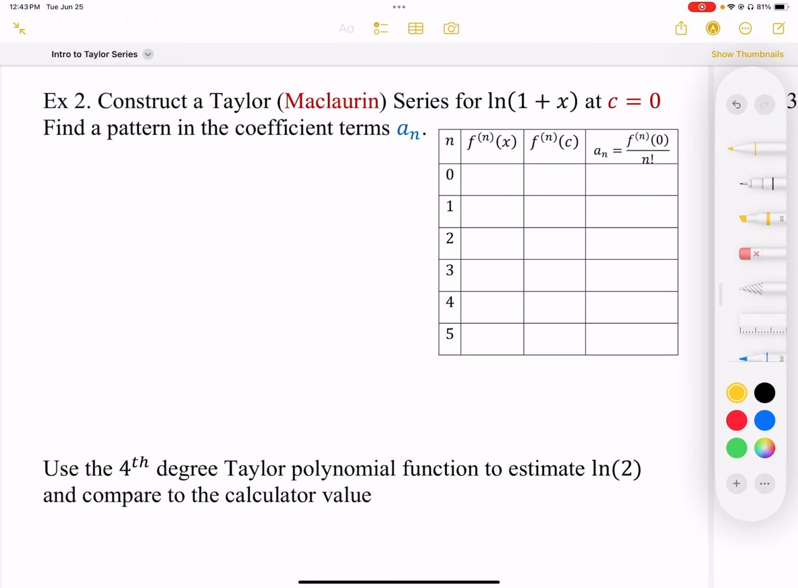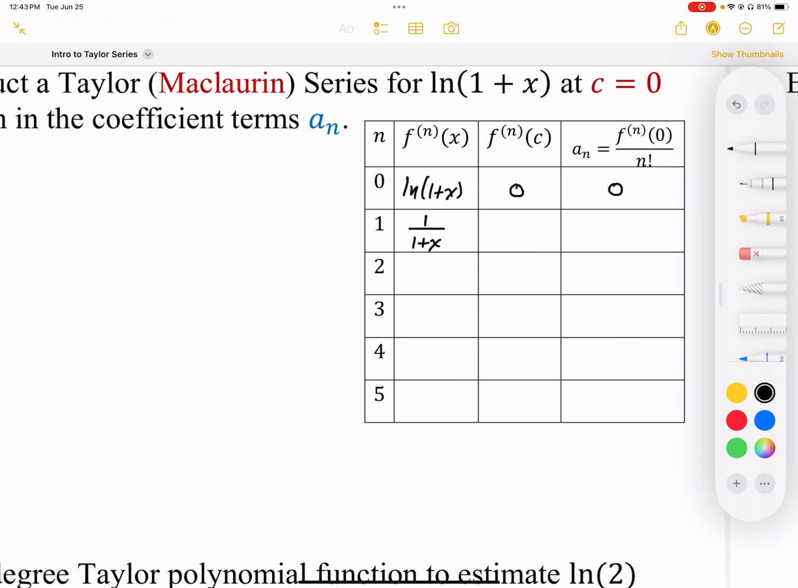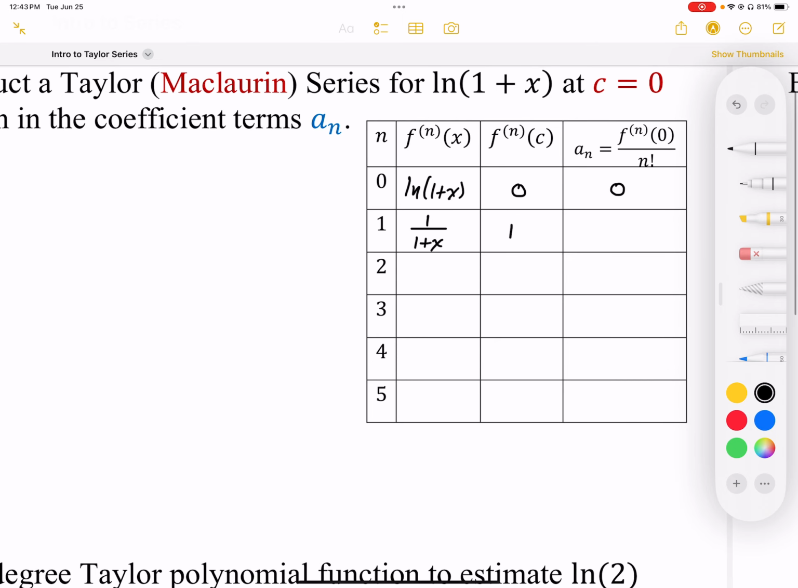And again, to do this, we are going to start by working out the derivatives. So we're going to start with log 1 plus x. We're going to evaluate it at the center 0, so we get log 1, which is 0, which gives us a coefficient of 0. Our next derivative is going to give us 1 over 1 plus x. We're going to evaluate this at 0, so we're going to end up with 1, and then our an is going to be 1 over 1 factorial, which is just 1.